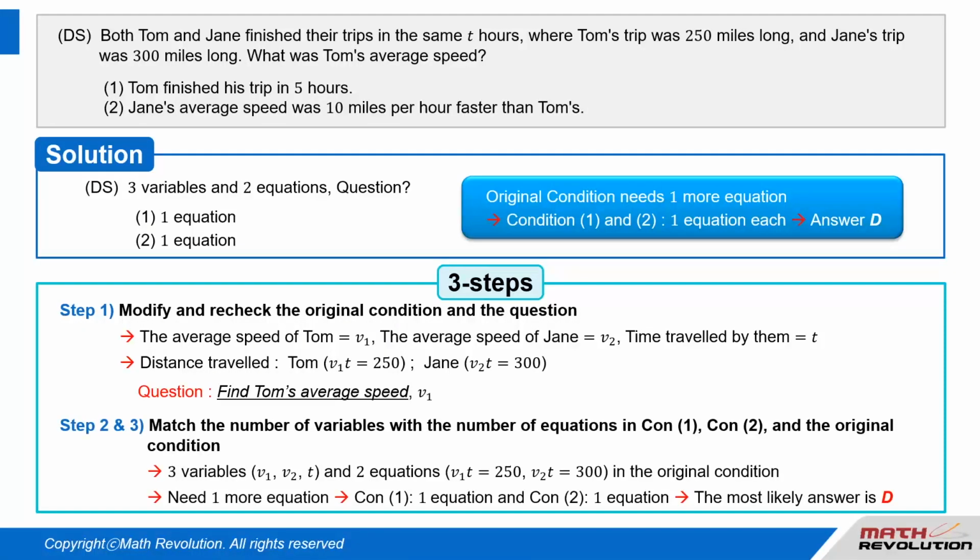Follow the second and third steps. From the original condition, we have 3 variables, v1, v2, and t, and 2 equations: v1 times t equals 250, and v2 times t equals 300. To match the number of variables with the number of equations, we need 1 more equation. Since conditions 1 and 2 will provide 1 equation each, D would most likely be the answer.